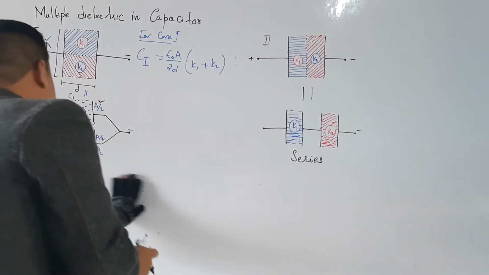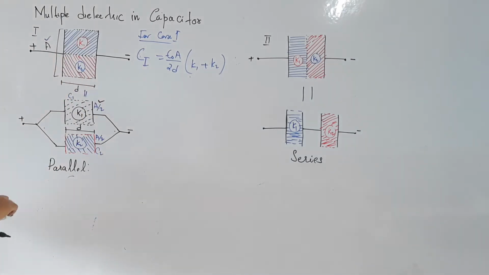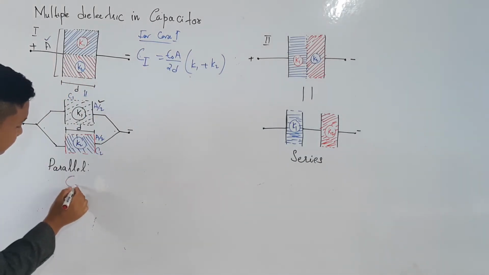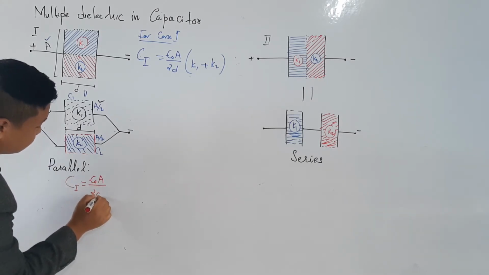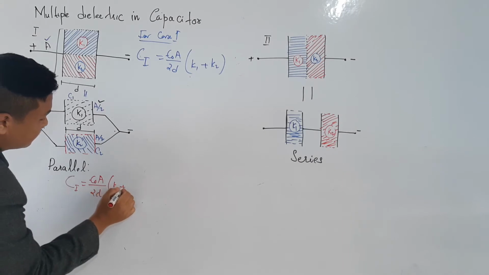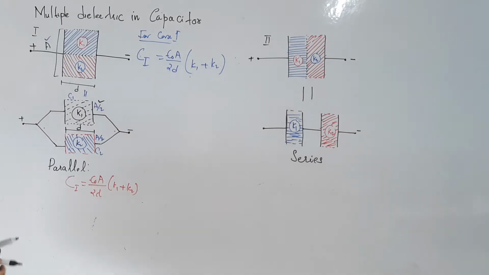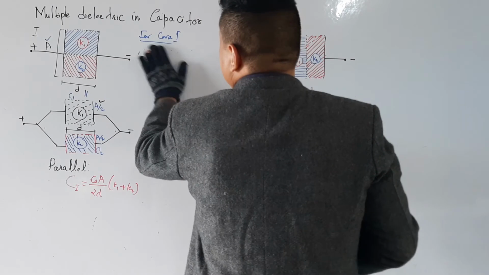So what do I get? What do I get for this? I got C1 is equal to epsilon naught A divided by D times (K1 plus K2). Very important. Okay. Now let me go to the second case.